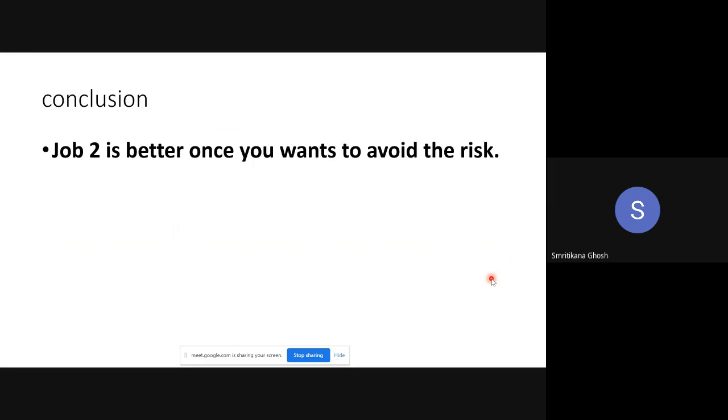So the conclusion, I'm coming back to micro. So the conclusion is job 2 is better once you want to avoid the risk. Okay, so we are happy with job 2 now. We are risk averse individuals. We are happy with job 2.